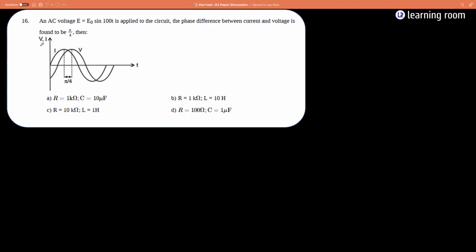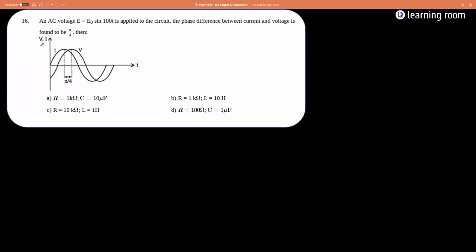Next, an AC voltage E is equal to E naught sin 100 pi T is applied to a circuit. The phase difference of the current and the voltage is found to be pi by 4. Then, what is the answer, guys? Option B. How did you do?